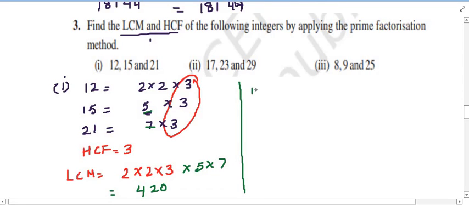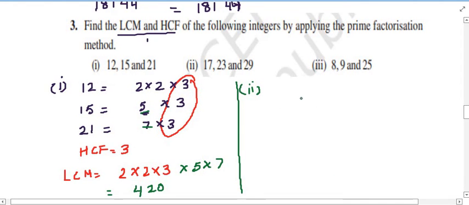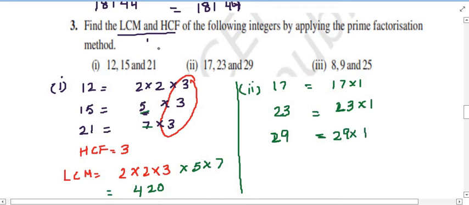Now we have to find the LCM and HCF of the other 3 pair, that is 17, 23 and 29. So what do you observe in all these 3 numbers, 17, 23 and 29? Yes, these 3 numbers are themselves prime numbers. So if we prime factorize 17, we will get 17 times 1. 23 will be equal to 23 times 1. 29 will be equal to 29 times 1. Now if we make the pair of common factors, it's 1 only.